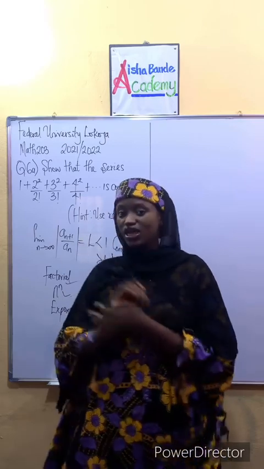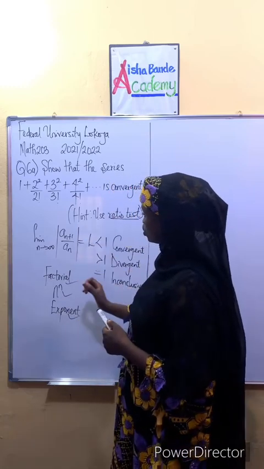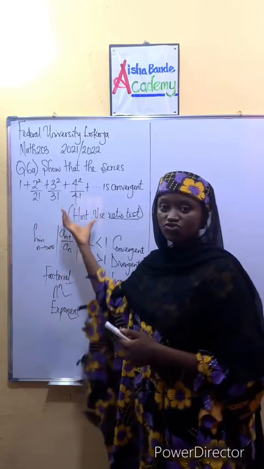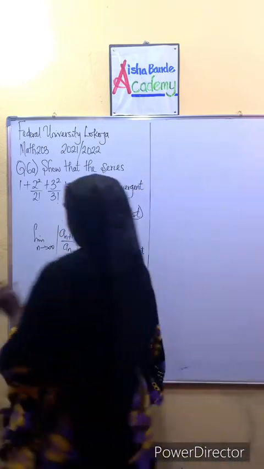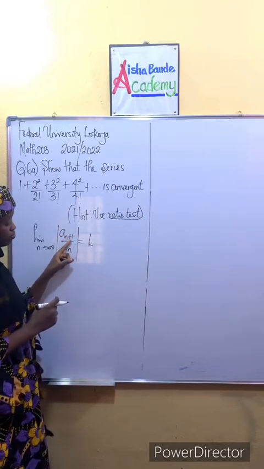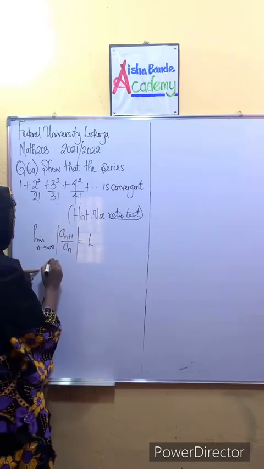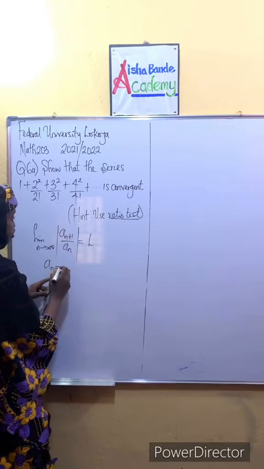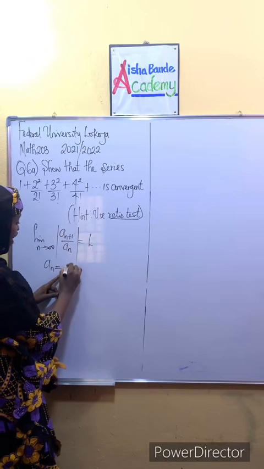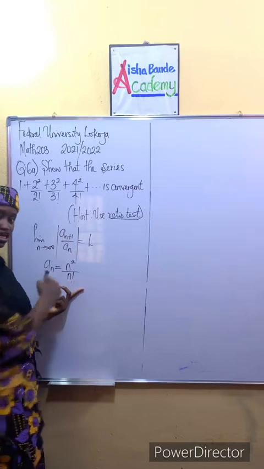So let's begin the calculation aspect. Since we have all of these conditions, this is the formula we are going to use to check if this series is convergent or divergent. Looking at the formula, we're going to get a subscript n plus 1 and a subscript n. So we can begin with a subscript n. Looking at the series that has been given, this is equal to n raised to power 2 over n factorial.